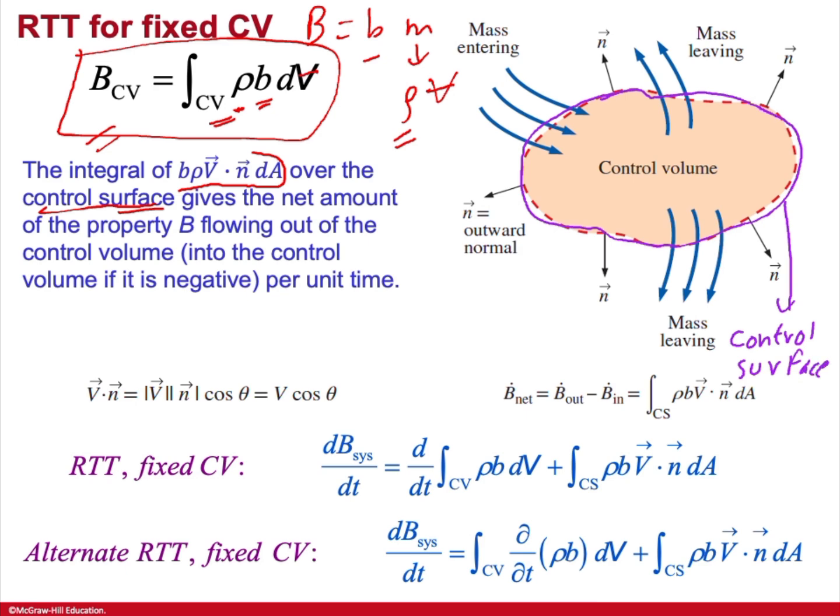Okay, so it gives the net amount. Essentially what it does, this integral gives a net amount of the property B flowing out of the control volume per unit time, right? So that's essentially what this second term represents.